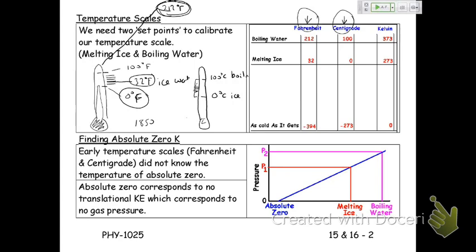What you do is you find the pressure of a gas cylinder at the melting point of ice, and you find the pressure of the same gas when it is in a bath of boiling water. So you've got this cylinder full of nitrogen, say, with a little pressure gauge on it, and you measure the pressure when it's in ice, and you measure the pressure when it's in boiling water.